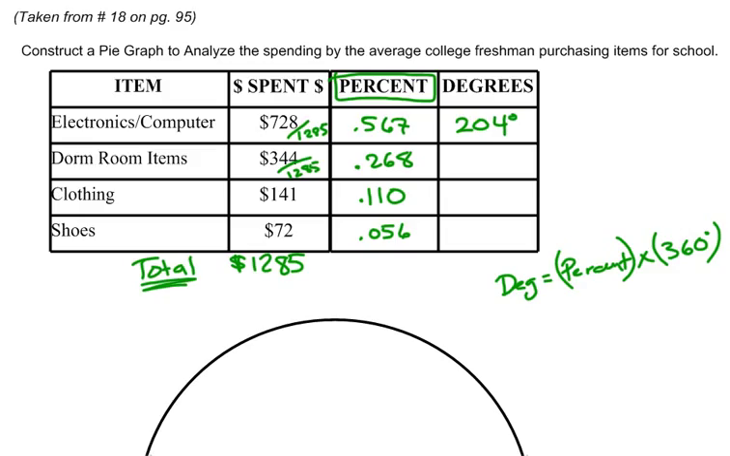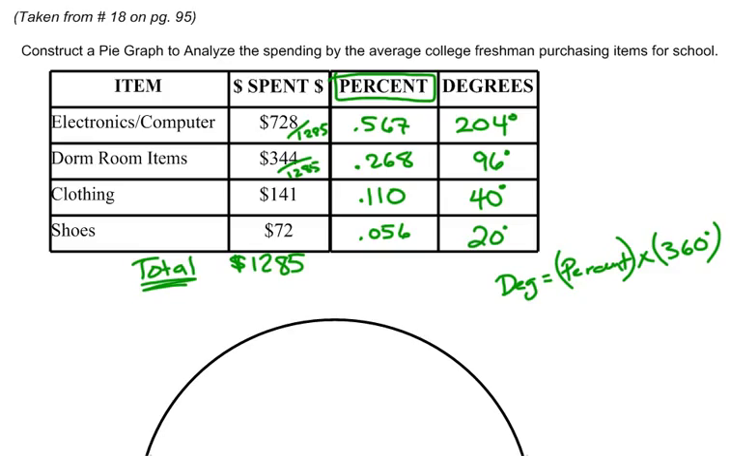0.268 for dorm room items, multiplied by 360 is going to give us about 96 degrees. 0.110 is the percentage of clothing, multiplied by 360 is going to round off to be 40 degrees. And then shoes with 0.056 times 360 is going to give us approximately 20 degrees.